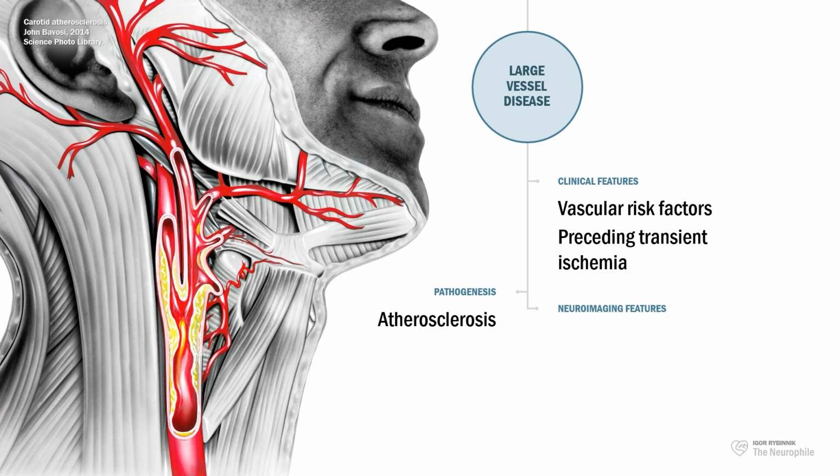What are the neuroimaging features? You should find significant stenosis in a vessel that supplies the infarcted territory. For example, if a patient has anterior circulation stroke, you might find carotid artery stenosis. Carotid artery supplies the anterior circulation.